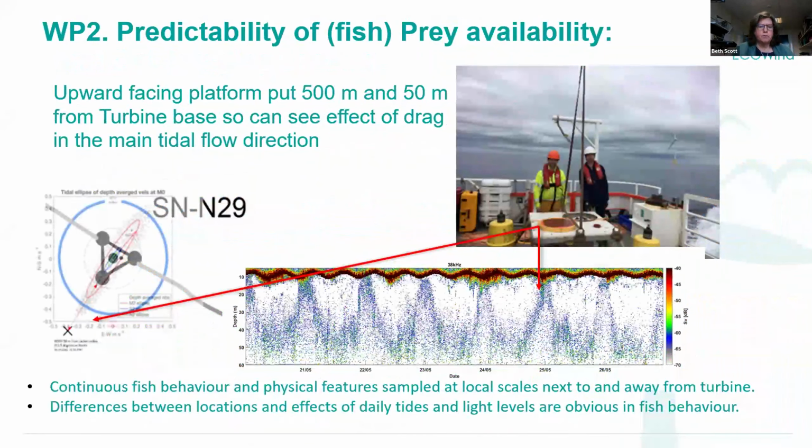What we also did with these moorings, as I said, is we put them out 500 meters away and then 50 meters away from the turbines. This funny little image on the left shows the base of the turbine and where we've put the mooring, so that it's in the major ellipse of the tidal axis. So we can look at the over-time predictability of these fish and what they're doing. We're just sorting through that at the moment, and there are a lot of interesting differences between the turbine and 500 meter placements.